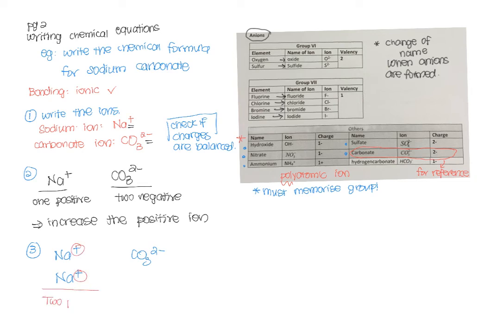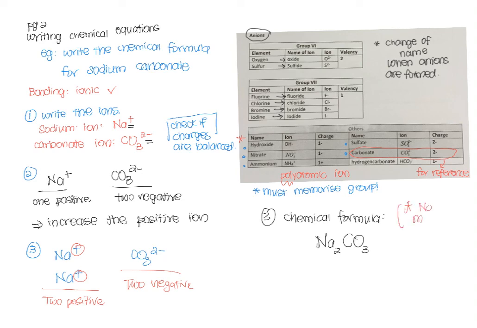Two positive and 2 negative. Finally, what will my chemical formula be? Na, there's 2 of them, CO3. That's all. Always remember, no more plus and minus. Okay?